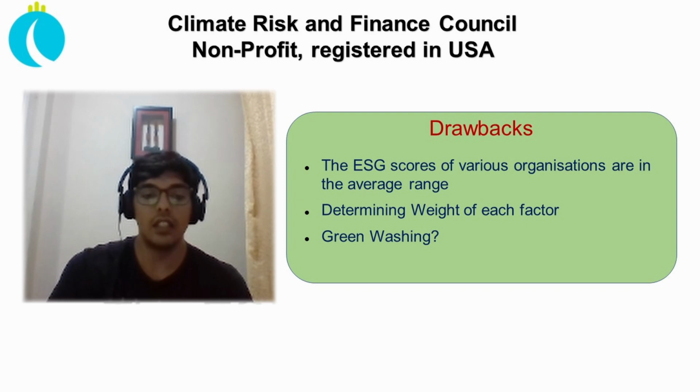Now, even though ESG is great, it has various drawbacks. The ESG score might give a score in the average range, whereas we would not know what the breakdown of each category is. Environmental, social, and governance scores are not individually provided, whereas they are averaged out. And it's difficult to determine the weight of each factor that has been identified. So it becomes difficult to compare from company to company.